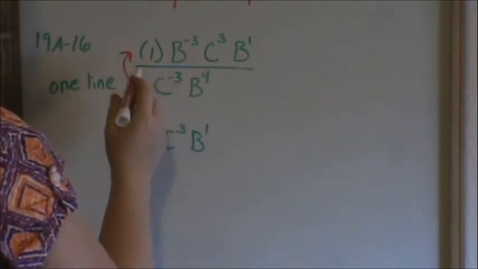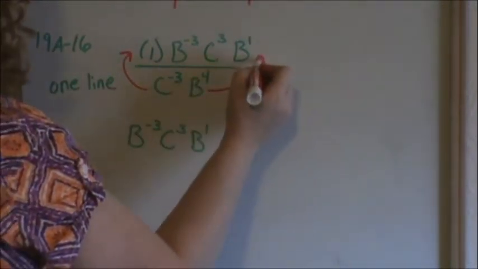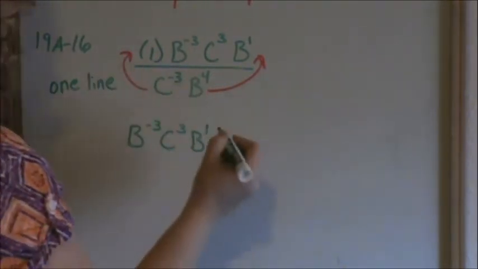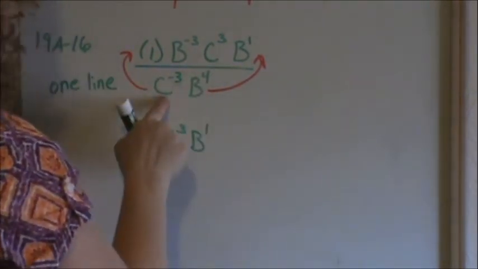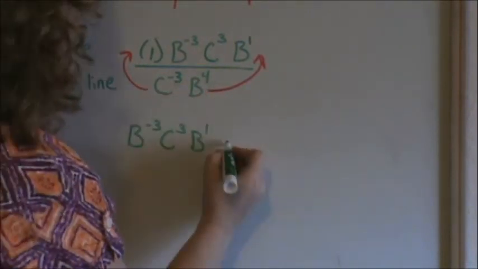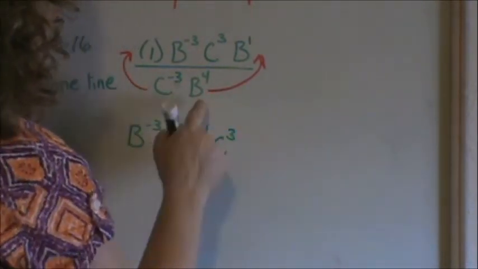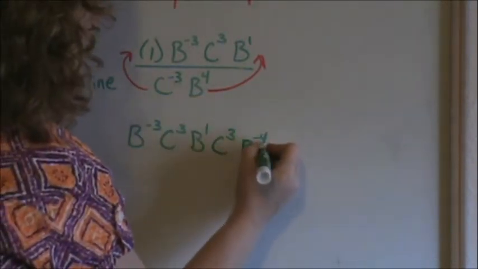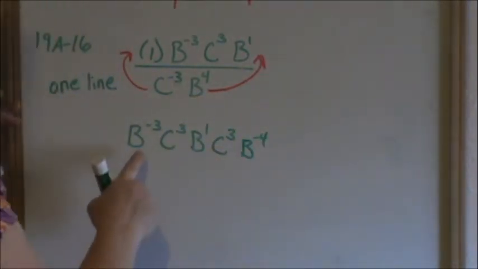Move that c to the negative 3 up. Move that b to the fourth up. But when you move those bases, you have to change the sign of your exponent. So moving the c to the negative 3 up now becomes a c to the positive 3. Moving the b to the fourth up now becomes b to the negative 4. Now you can combine same bases.